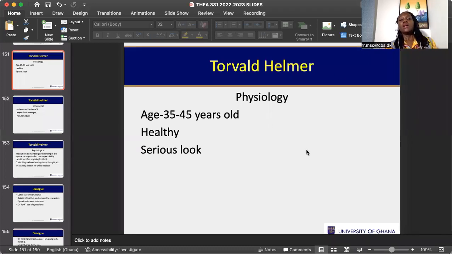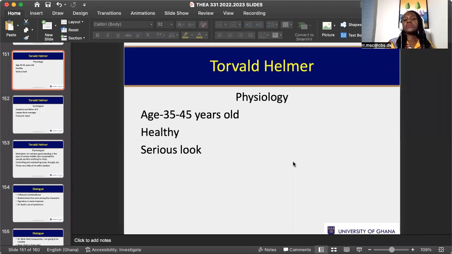All right. So let's look at Torvald, Nora's husband. In terms of his physiology, we don't really get much about him. We know that, yeah, he's a workaholic, but that is linked to his sociology. But if he's also a workaholic, in the past, he worked himself to sickness. That is why Nora had to take him to Italy to get well.